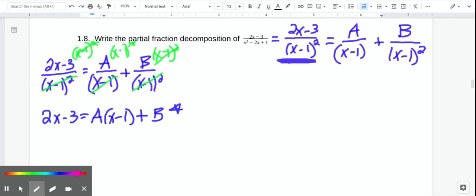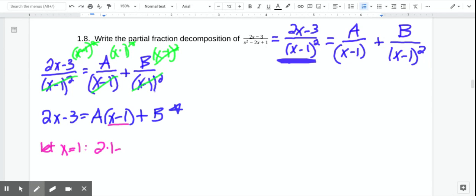Okay. So we're going to start out the same way. We're going to pick something for x. Something that'll be easy. Look at that. And a good choice for x is going to be 1. So when we plug that in, we get 2 times 1 minus 3 equals A(1 minus 1) plus B. So that's going to give us negative 1 equals B.